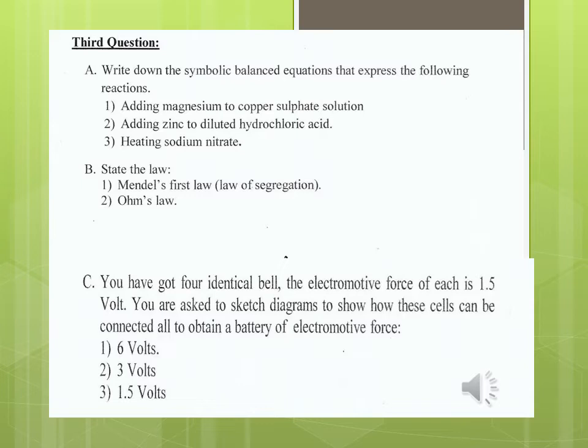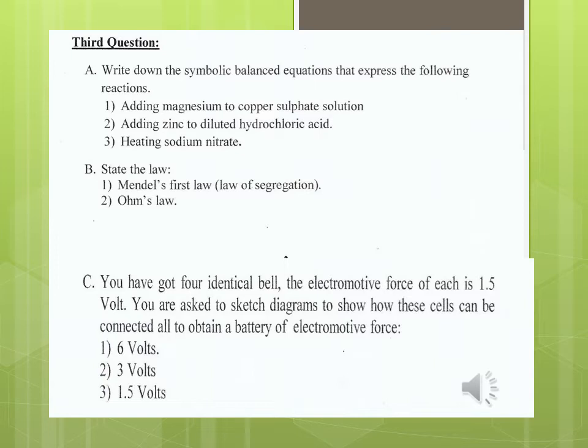Number 3, heating sodium nitrate, 2NaNO3 gives 2NaNO2 plus O2. Question B. State Mendel's first law. When two individuals of any pair of hereditary contrasting traits are crossed, only the dominant trait appears in the first generation, while the two traits appear in the second generation at a ratio of 3 dominant to 1 recessive.